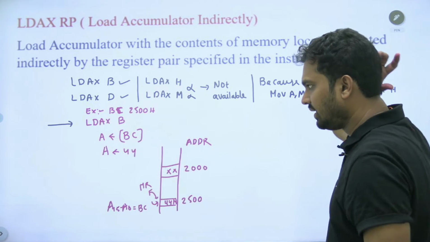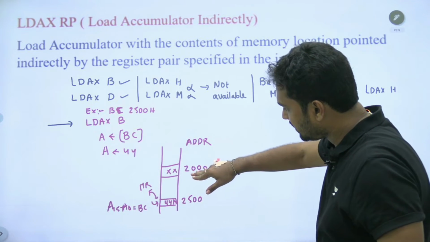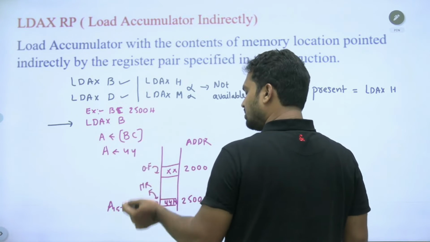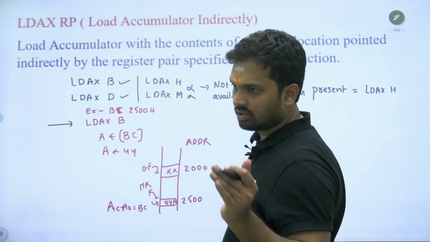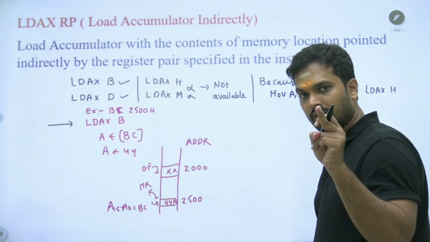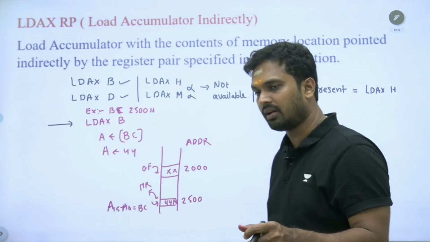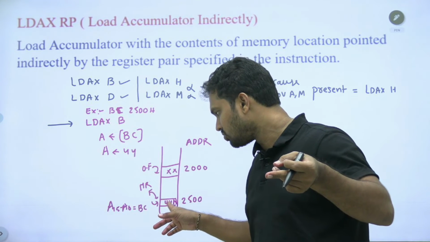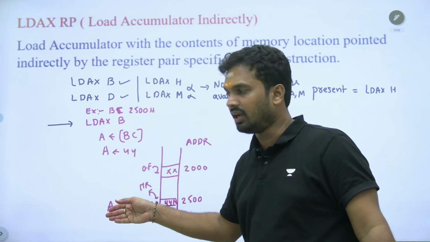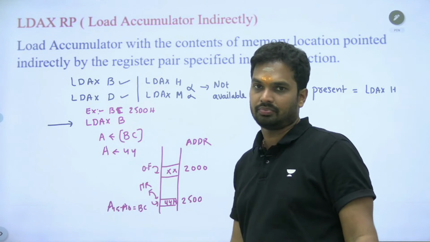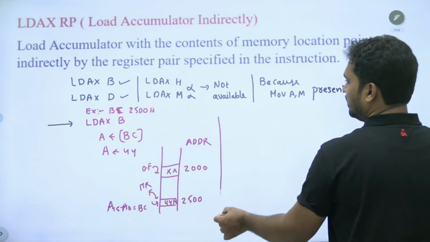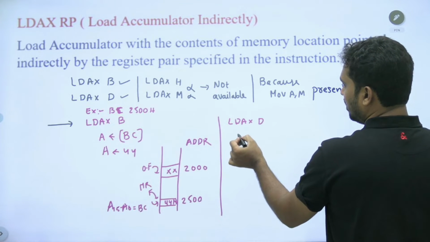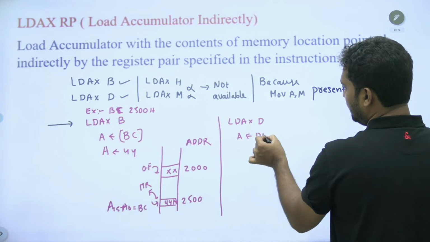Understand? So if I say LDAX B, here I write the program, it can be at any address. Then it will first do opcode fetch. Do you understand this? Next, it is an indirect addressing mode. The BC register pair is having that address, so we should go to the BC register pair and give it to the address bus. Then the address bus comes here, and whatever number is there, it is read and given to the data bus, and the data bus will give it to the accumulator. The same way, for example, if I say LDAX D, the accumulator is copied with the content at the address in the DE register pair.